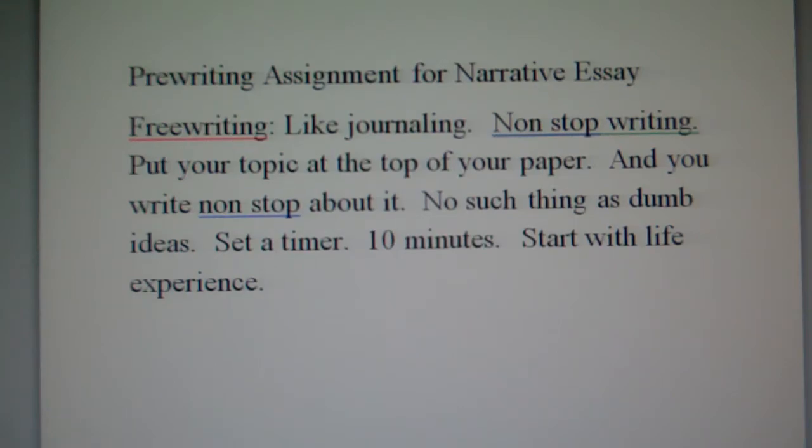I would recommend you do it from the standpoint of counting down from 10 minutes, and then when your buzzer sounds, you stop writing. The point of the activity is that you can tap into your subconscious and oftentimes find things about your topic that you didn't even know you were thinking about.